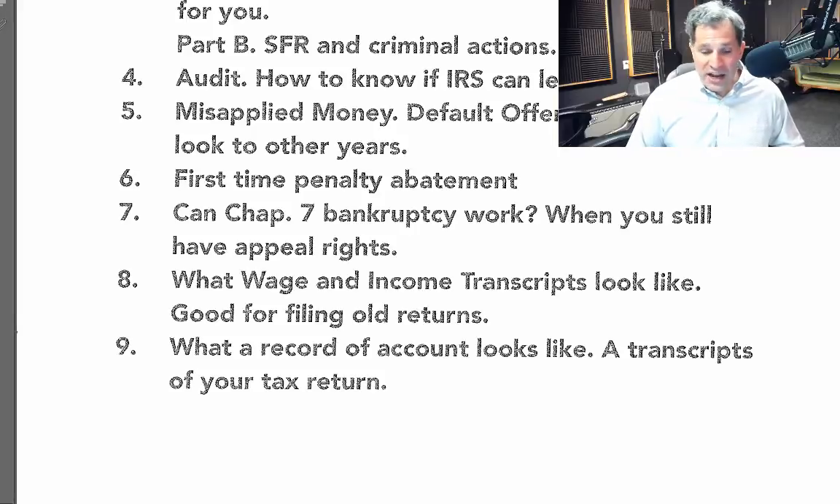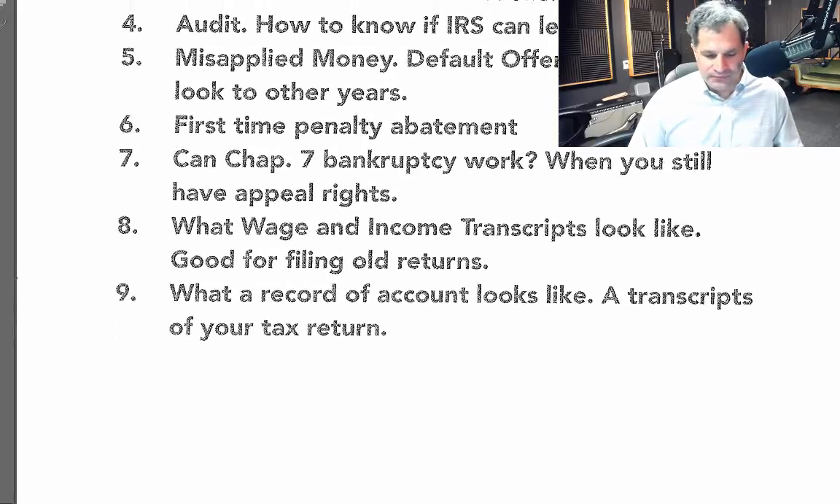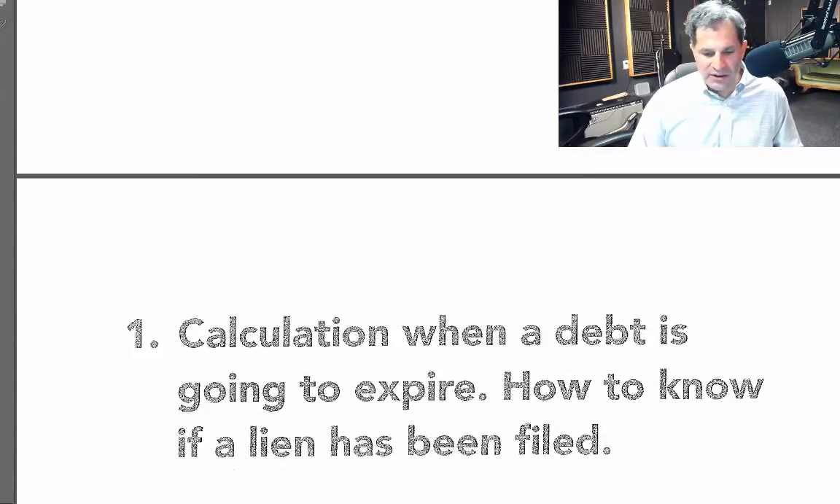Part 7, we're going to go over Chapter 7, how to know if Chapter 7 bankruptcy will work. And we'll also go over when you still have certain appeal rights. Part 8, we're going to talk about wage and income transcripts, what they look like. And those are really good for filing old returns, and actually pretty essential unless you happen to have all your old tax documents, right? But that's not really likely. And then in part 9, we're going to finish up with what a record of account looks like. And those are the transcripts of your tax return. All right, so let's get going.